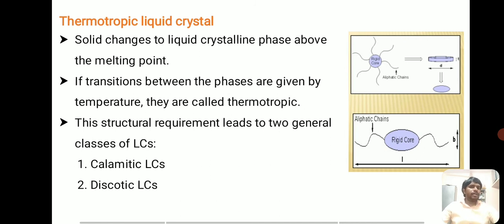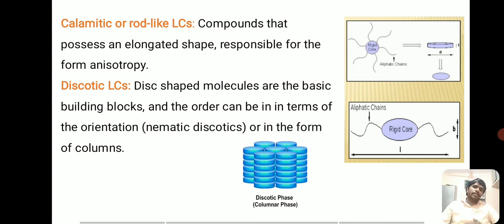This structural requirement leads to two general classes. One is calamitic and another one is discotic liquid crystals. What are these calamitic and discotic liquid crystals? Calamitic liquid crystals are compounds that possess an elongated shape, which is responsible for the form anisotropy. Isotropy means having the same properties at all angles. Anisotropy means not the same properties when measured in different directions.